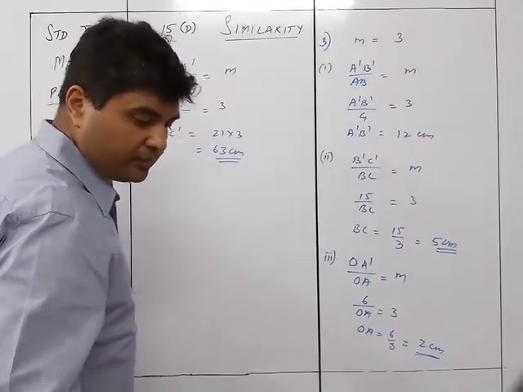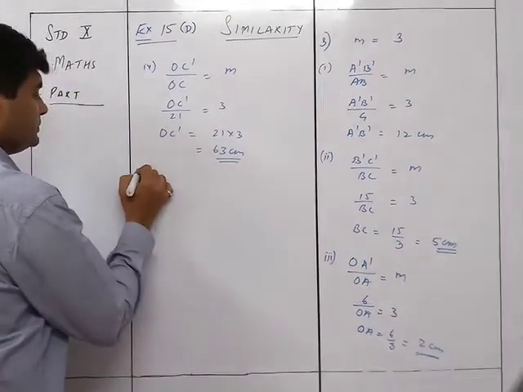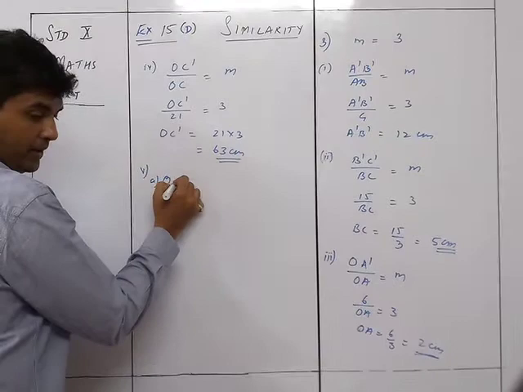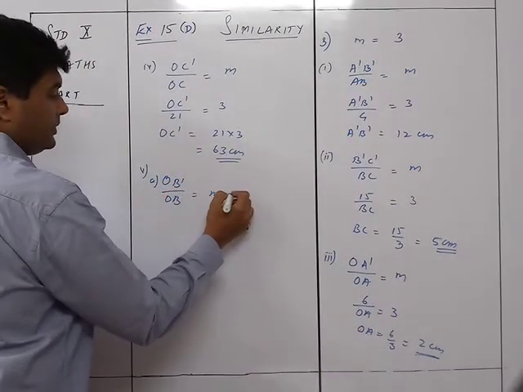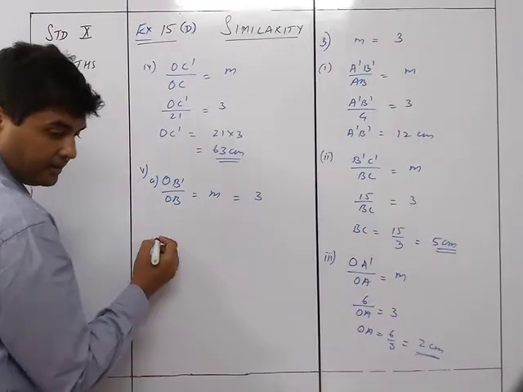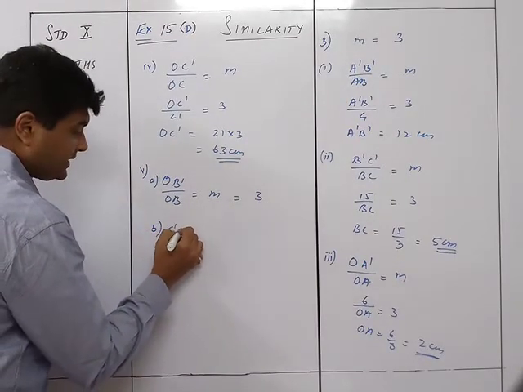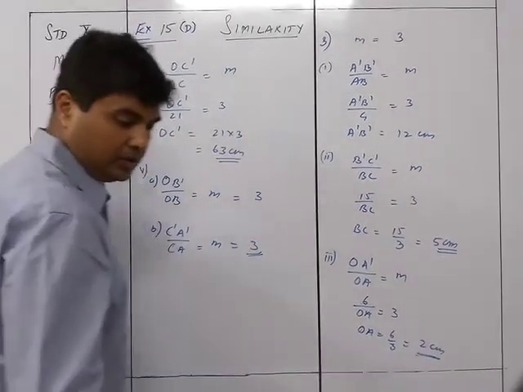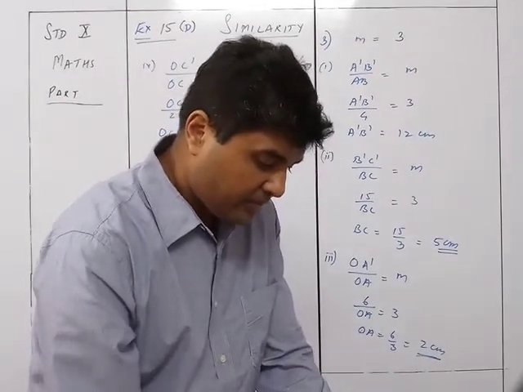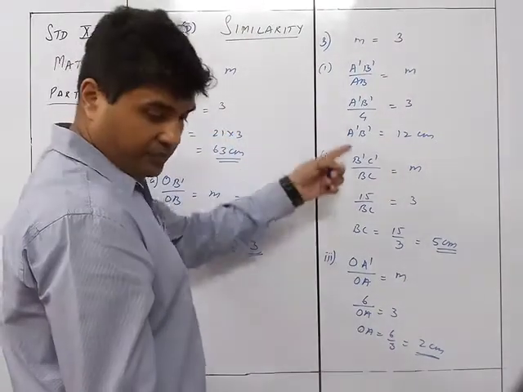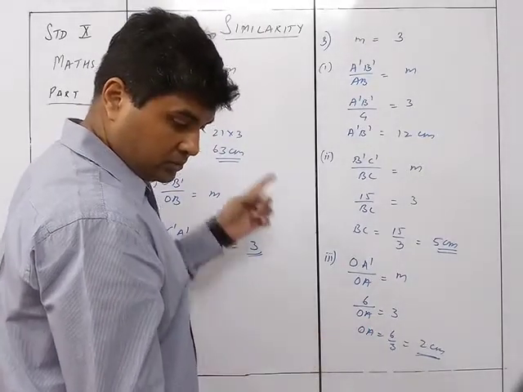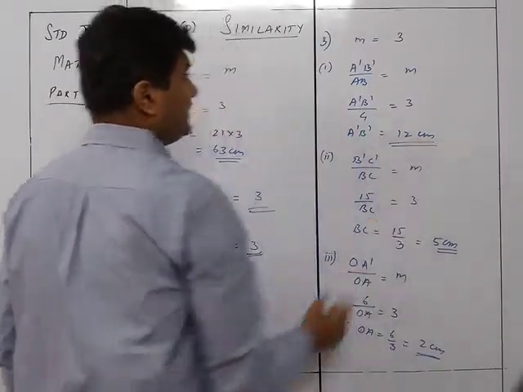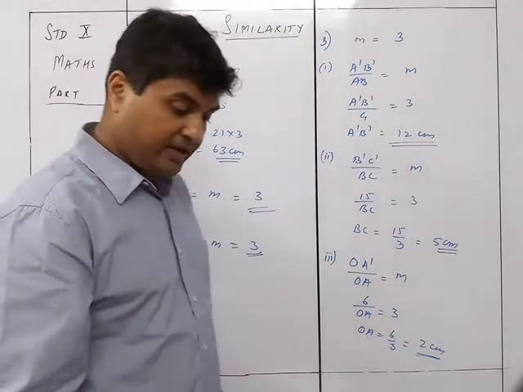Also state the value of the ratio. So the fifth one: A'B' upon AB is equal to M, which is 3, and again the same thing, C'A' upon CA is also equal to M, which is 3. Okay, so we see the answers first. For sum number 3, the answers are 12, 5, 2, 63, 3 and 3. That's the answer for the chapter, sum number 3 of 15D.